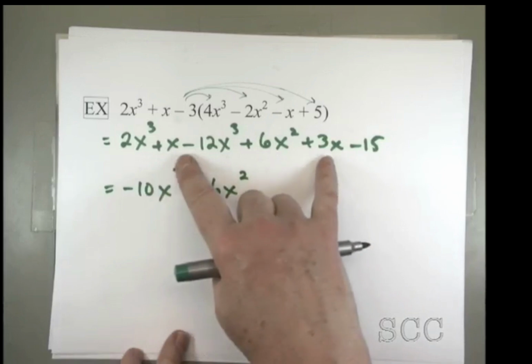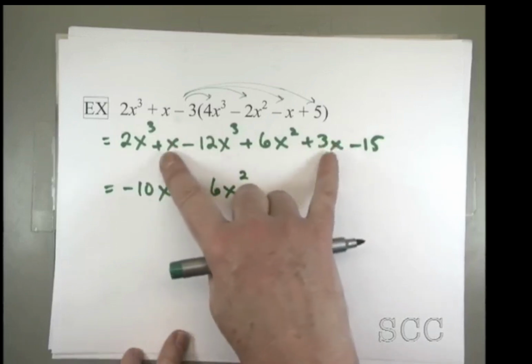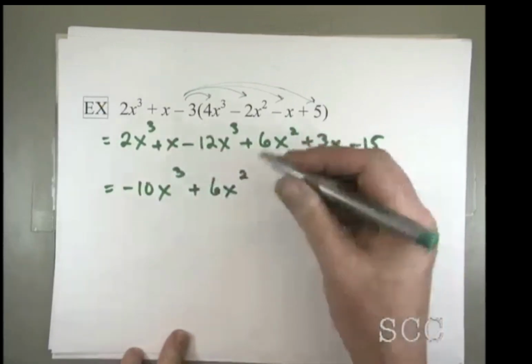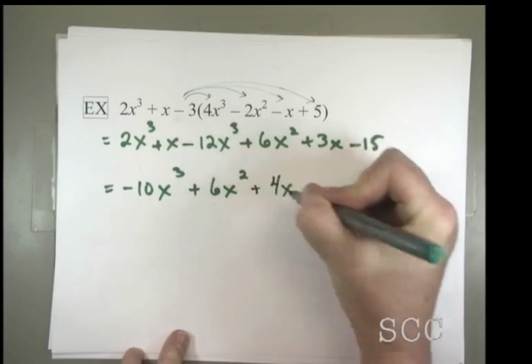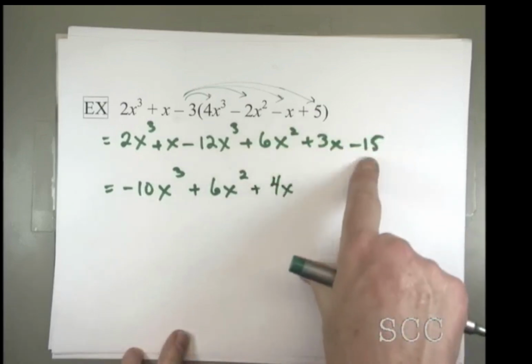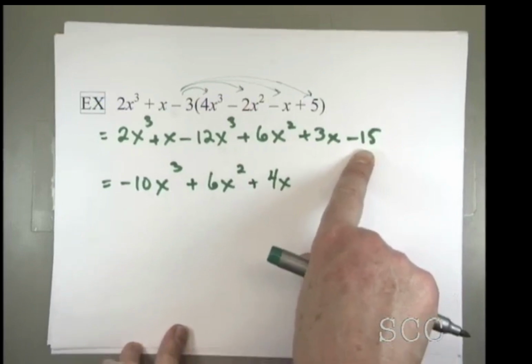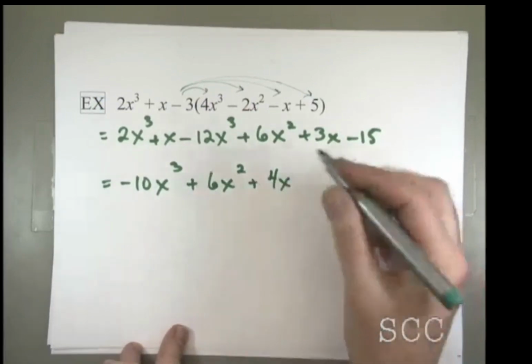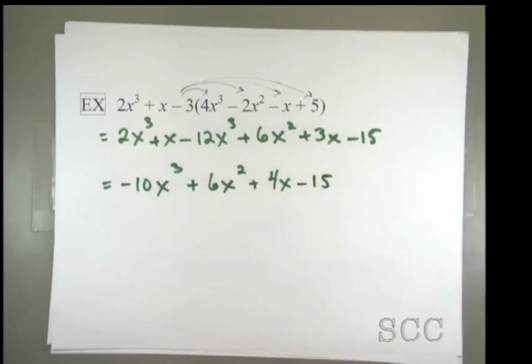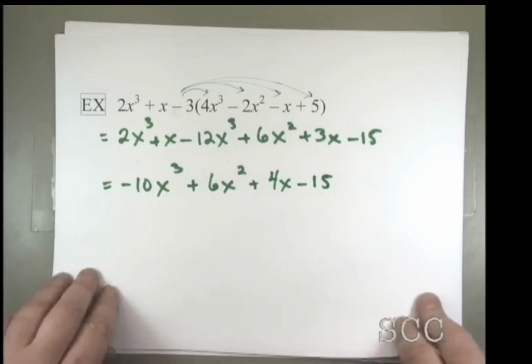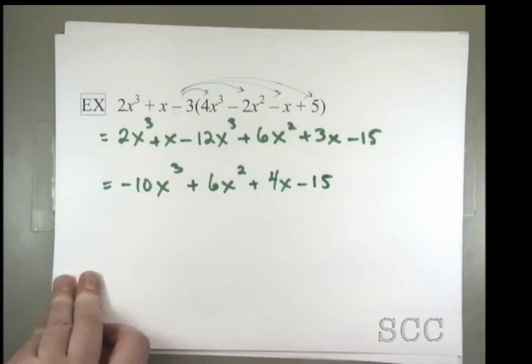Next down I have the x terms. I've got 1x plus 3 more x's. That's a total of 4 x's. And then the constant term, in other words, the term with no variable, negative 15. There's no other constant terms, so I'll just write him down. Okay, and that's all I can do, so we're done with that one.